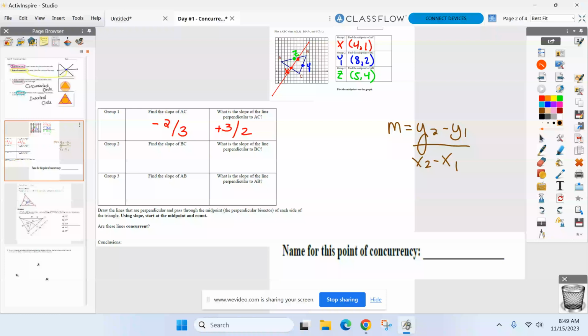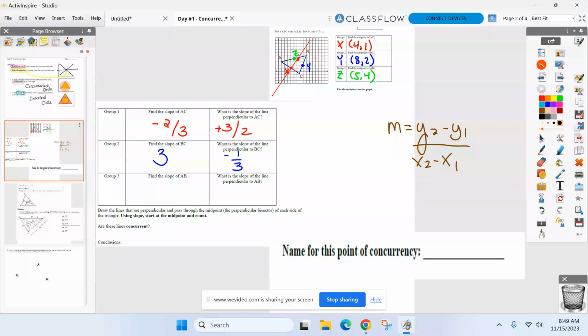It cuts it in half and it forms a right angle. We're going to do that 2 more times for the other 2 sides. So let me go to group 2 now. What'd you guys find the slope of BC? Group 2? 3/1, yep. So my perpendicular line is going to have a slope of what, though? Just +1/3? Right? Now I got to change the sign. -1/3.